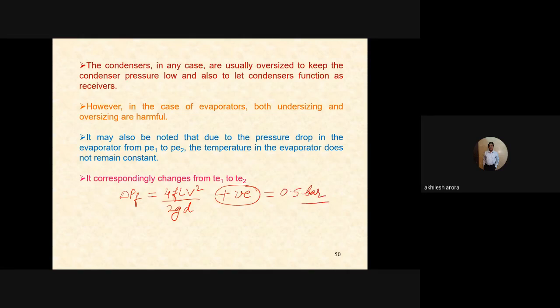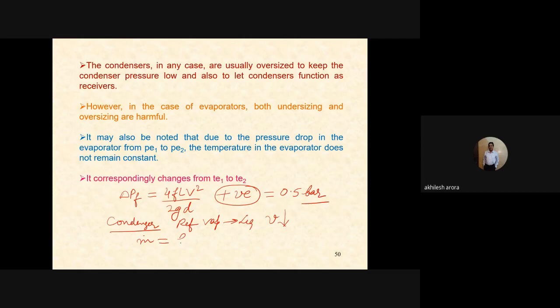Now let us talk about the momentum pressure drop. What is happening in this particular case? In the case of the condenser, the refrigerant changes from vapor to liquid. It is changing from vapor to liquid. So what will happen to the specific volume? Specific volume will go down. What will happen to mass flow rate? Mass flow rate is constant.